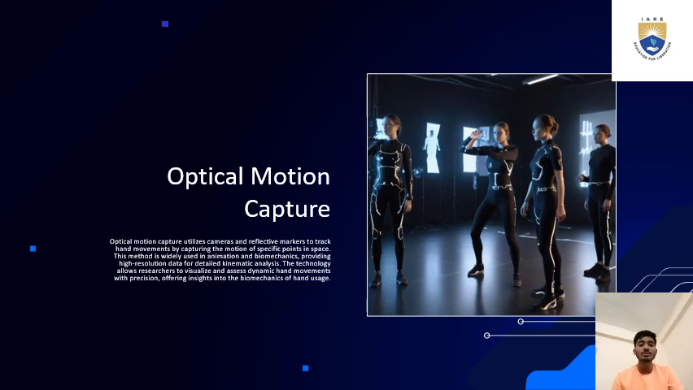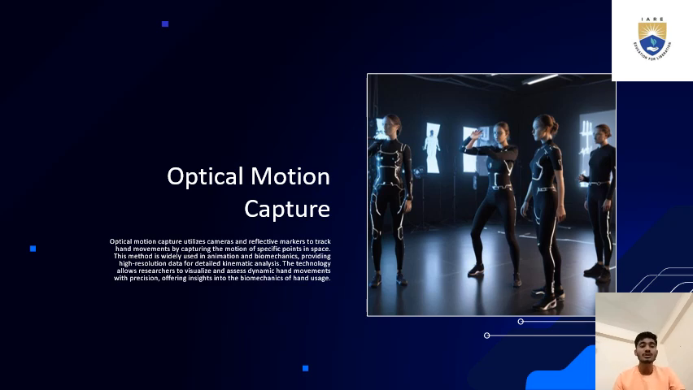How does optical motion capture work? Markers. Small reflective markers are placed on the object or person being tracked. Cameras. Multiple cameras are positioned around the capture area to capture the markers' movement. Software. Specialized software analyzes the camera data and reconstructs the movement of the markers in 3D space.